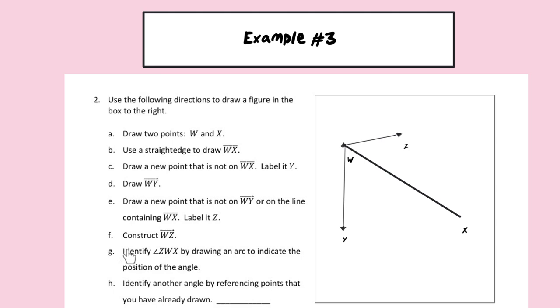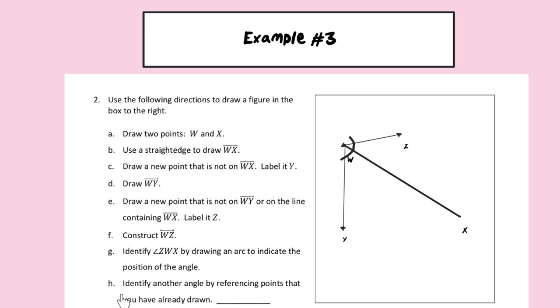Now this tells us to identify angle ZWX by drawing an arc to indicate the position of the angle. So here's our angle ZWX, and I'm going to draw an arc right here to indicate the position of the angle.